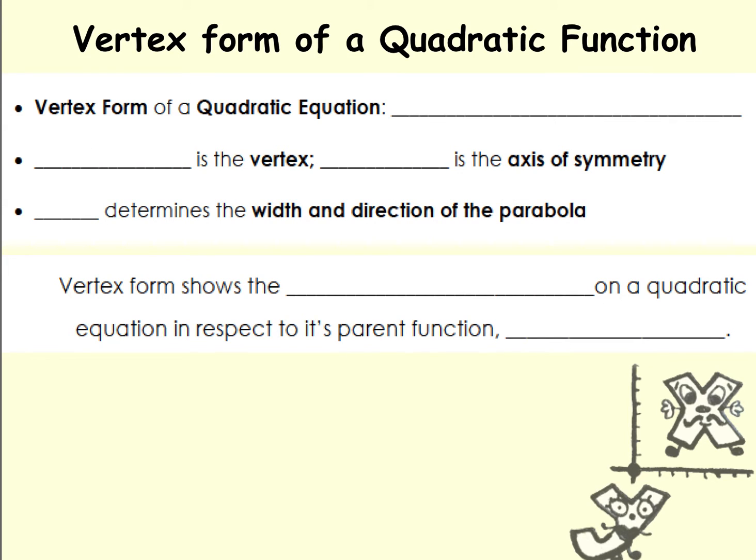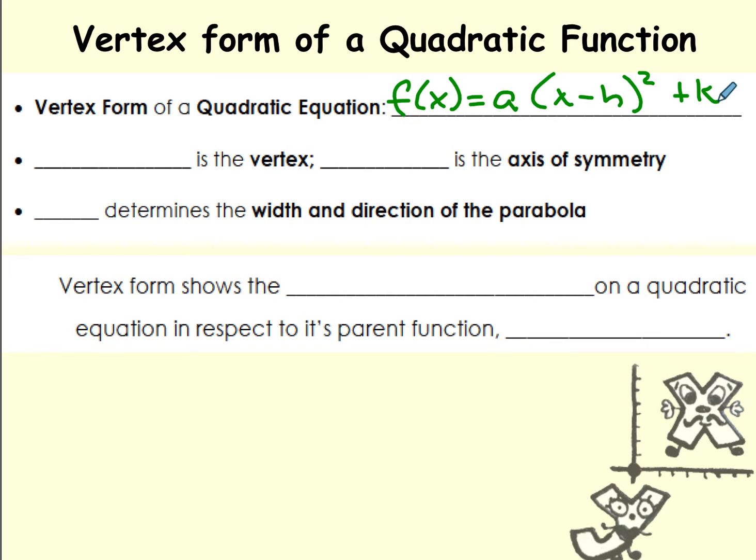Okay, so just like in a linear equation, we have a standard form and we have a slope-intercept form. Same thing is true with quadratics. We have standard form and then we have vertex form. So the vertex form of a quadratic looks like this. It says f of x equals a times x minus h squared plus k.